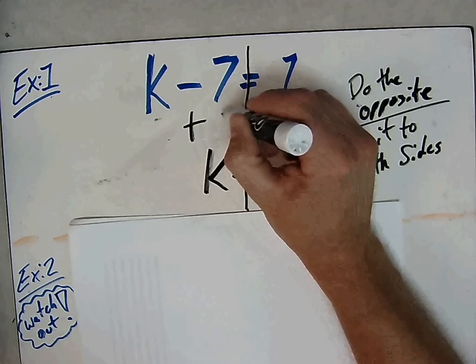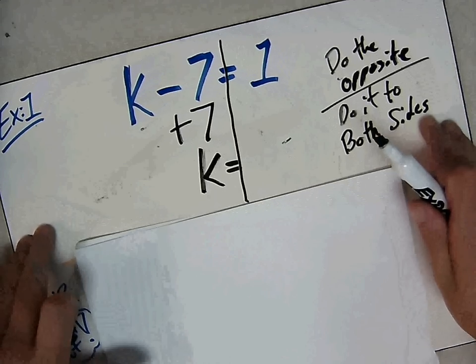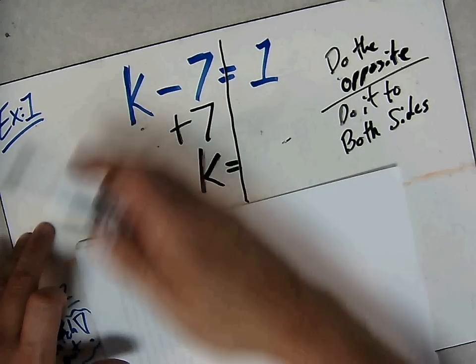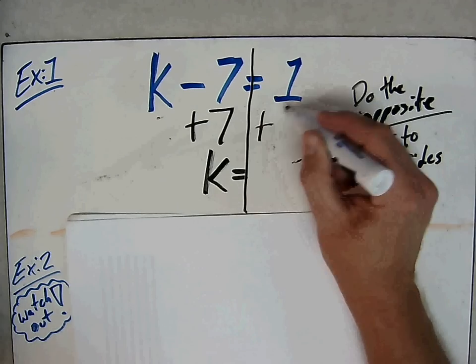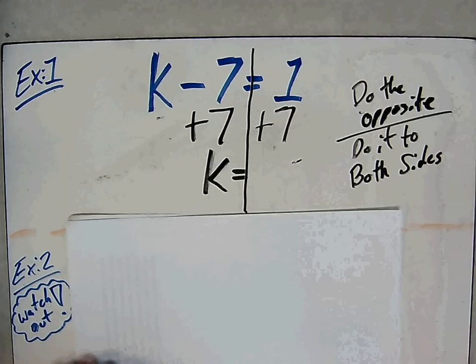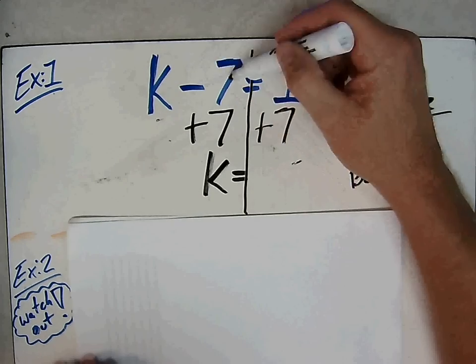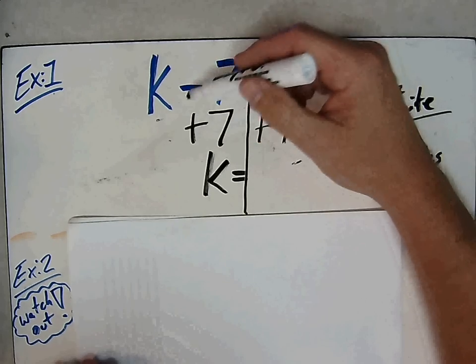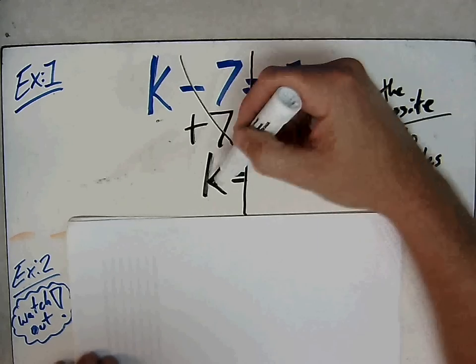Plus 7. Now, if this was a balance, it'd be tipping this way because I'd be heavy, because I've got plus 7 over here. So the only way to balance it back out is to do it to both sides. So now it's plus 7 on both sides. So this can cancel out. Negative 7 plus 7, or minus 7 and plus 7, goes away. What am I left with? K. That's what I want.